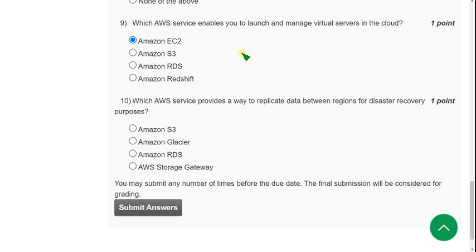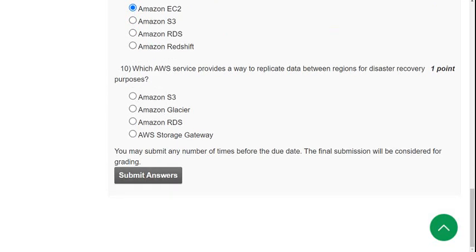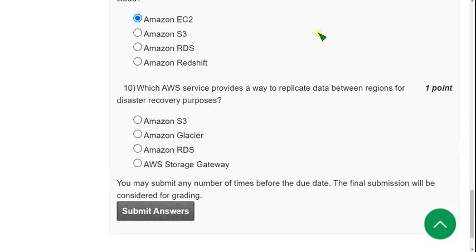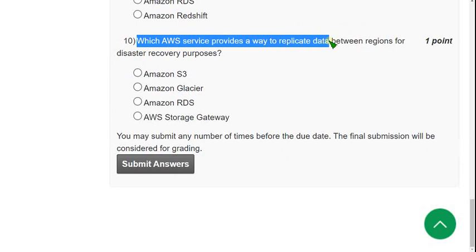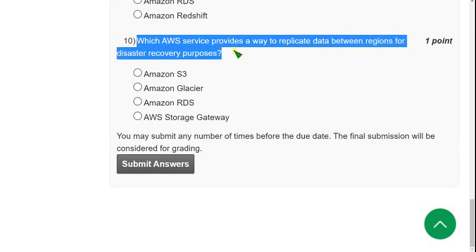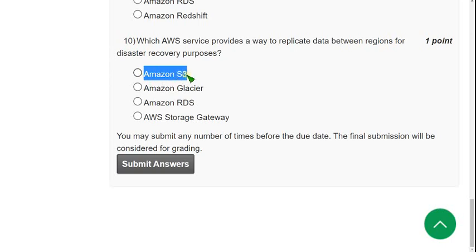So now let's move on to the final question of this assignment, that is the 10th one. Which AWS service provides a way to replicate data between regions for disaster recovery purposes? For this final question, the probable answer is the 1st option again, Amazon S3. It is also mentioned indirectly on the Amazon website. So I think most probably the 1st option is the correct one.